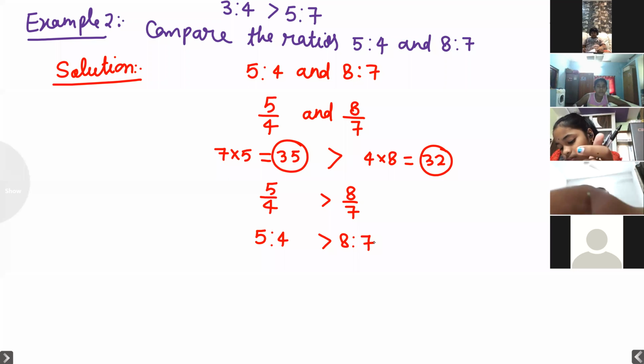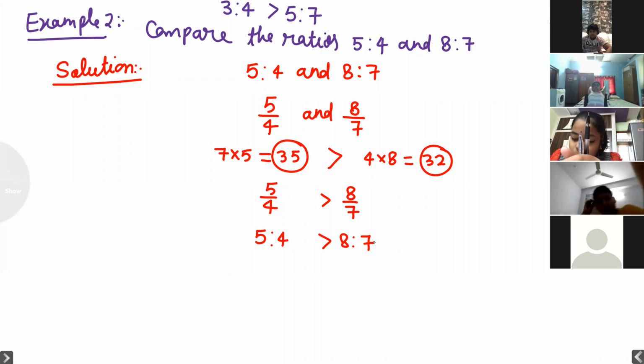I am talking about if they have given only two ratios, then we apply this concept. If they have given more than two ratios, at that time we have to take LCM of denominators.